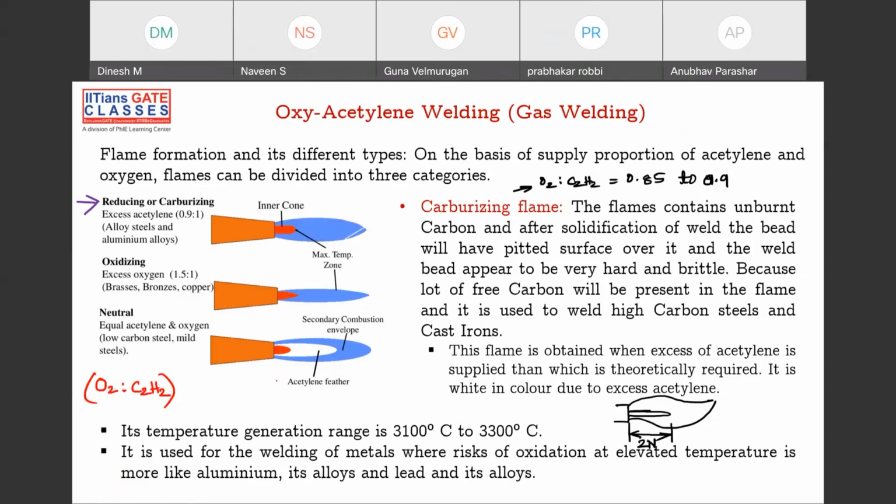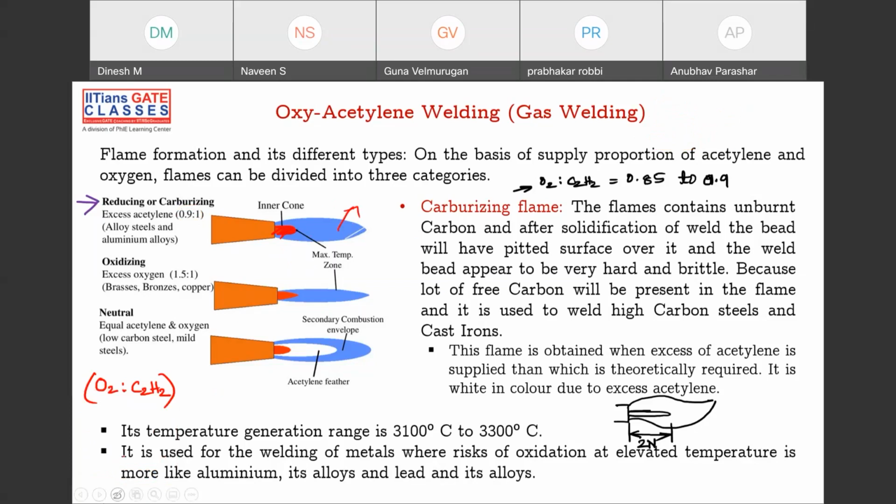Okay. So the flame that is produced by this carburizing, the ratio of oxygen and acetylene is less than 1, right? So acetylene is more. So if acetylene is more, there is something that can happen. And also, please remember this inner cone. This inner cone is the one where maximum temperature is. The outer one is simply a flame, some kind of a flame. But this is the place, inner cone.